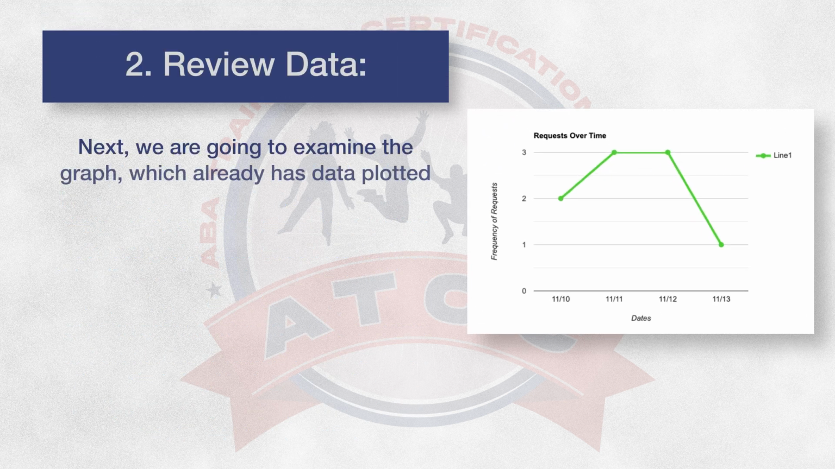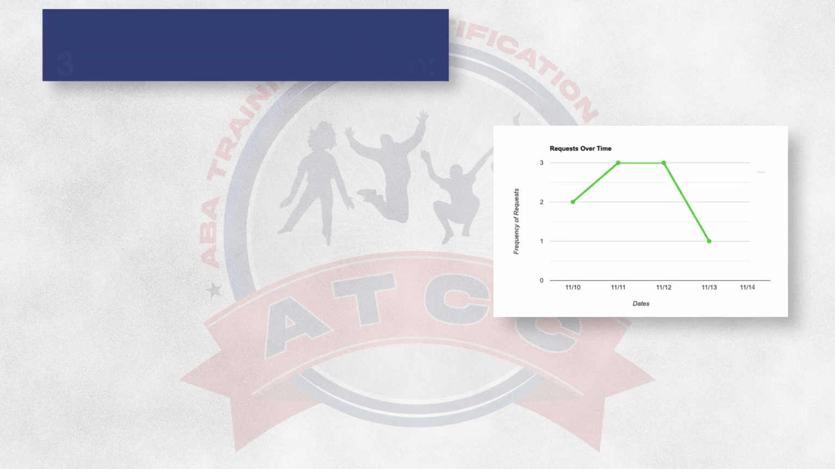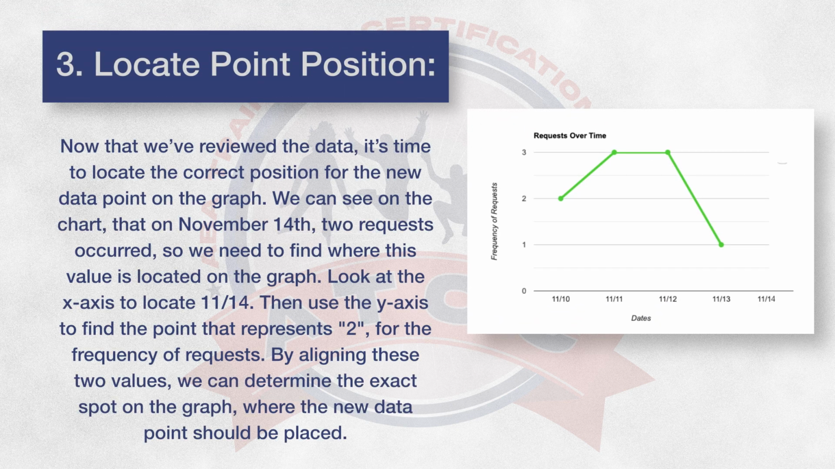2. Review data. Next, we are going to examine the graph, which already has data plotted for the dates November 10th through November 13th. After we review the data, we will proceed to step 3 and add the data point for November 14th. The data chart that we just saw showed us that 2 requests occurred on November 14th. Reviewing the data carefully helps us confirm the behavior is recorded correctly before we proceed. 3. Locate point position.